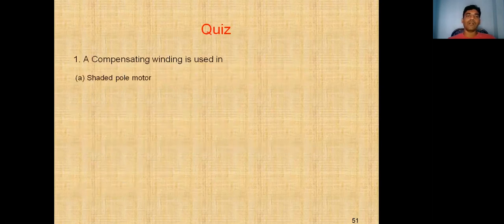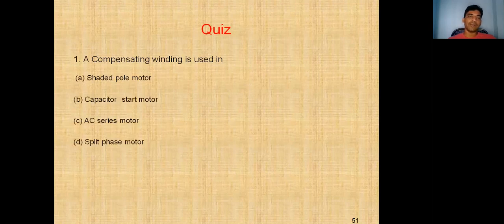A compensating winding is used in option A shaded pole motor, option B capacitor start motor, option C AC series motor, option D split phase motor. Answer: AC series motor.